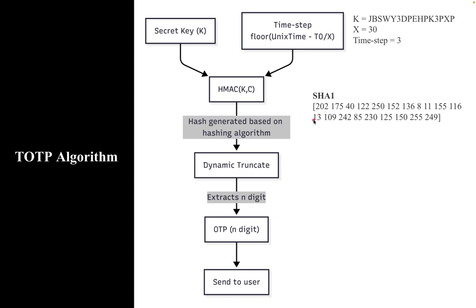And the dynamic truncate would be responsible for generating a 31-bit binary number from it. Again, the same thing. This is the decimal representation of that 31-bit binary number. Since this is not of 6 or 8 digit, the dynamic truncate would be reducing it down to a 6-digit OTP, and this would be sent to the user for authentication.